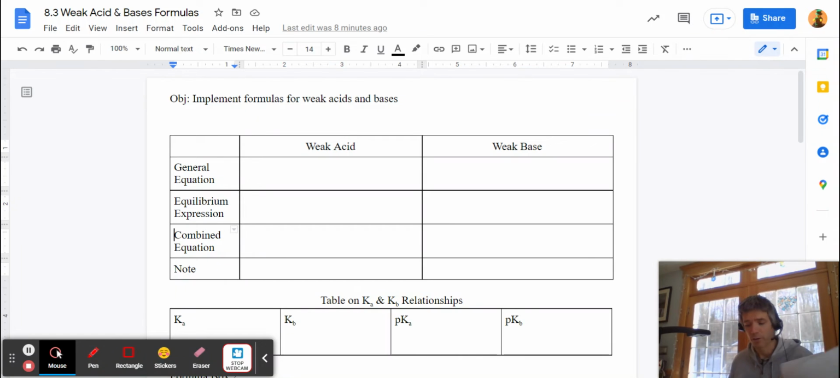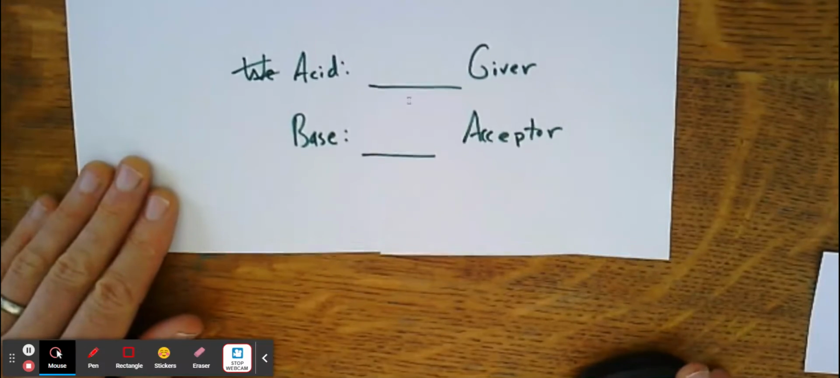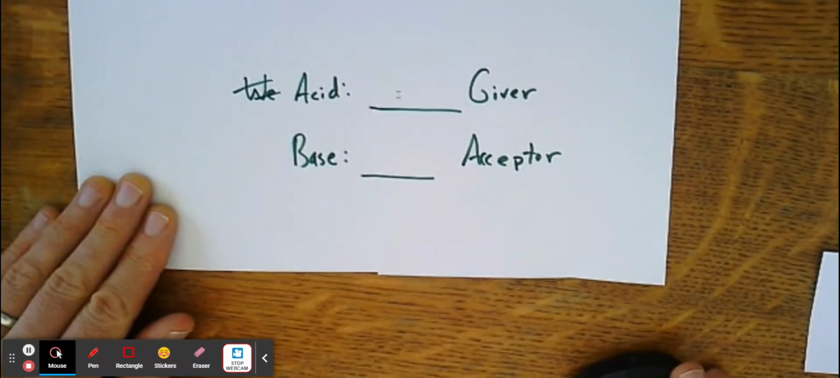Okay, our topic today is weak acids and weak bases, and our objective is for you to be able to implement their formulas. It's always good to remind yourself of what is an acid and what is a base. An acid is a proton donor, a proton giver, whereas a base is a proton acceptor.